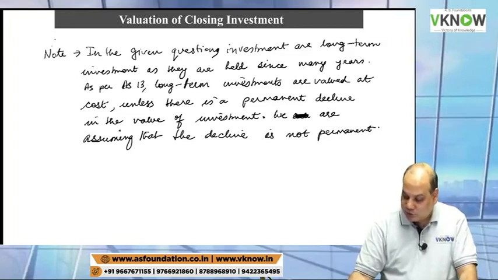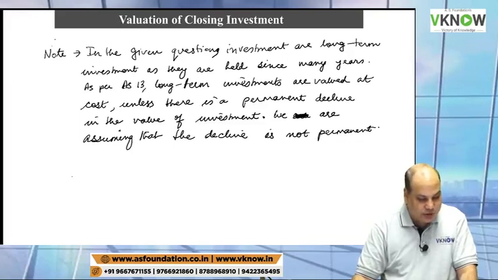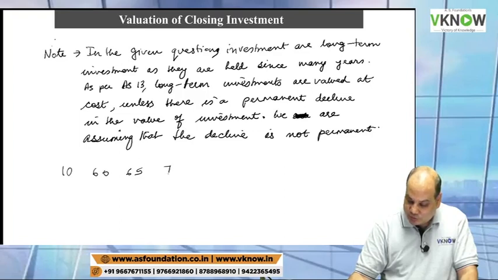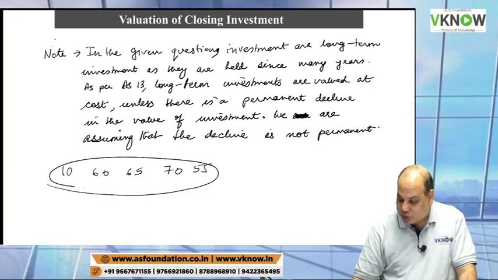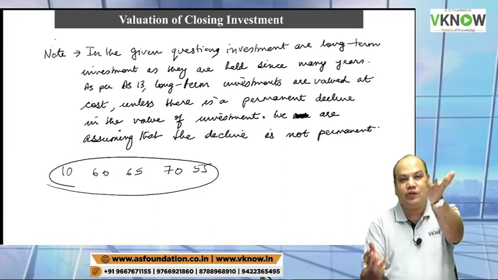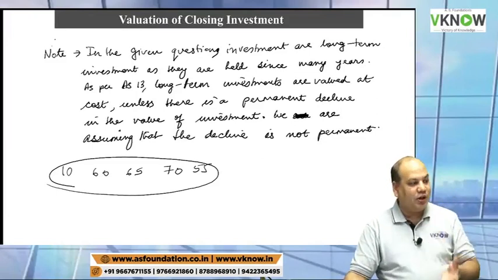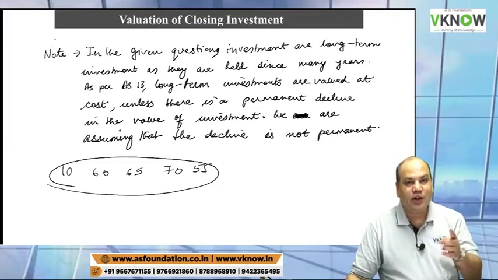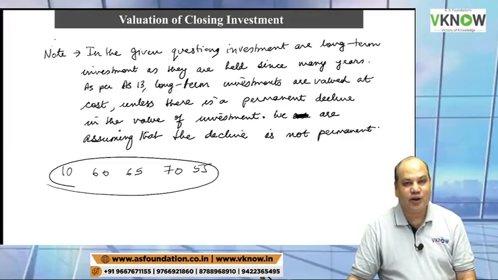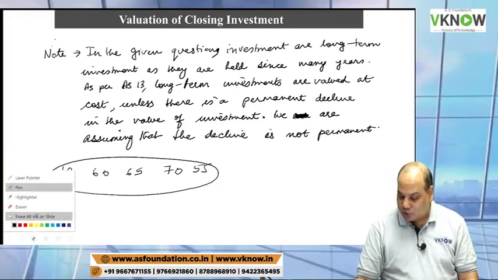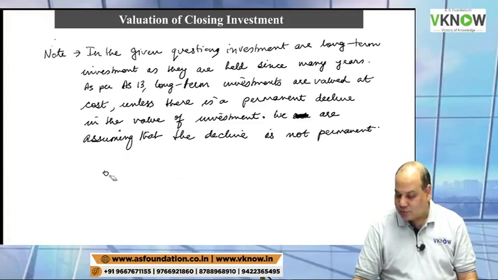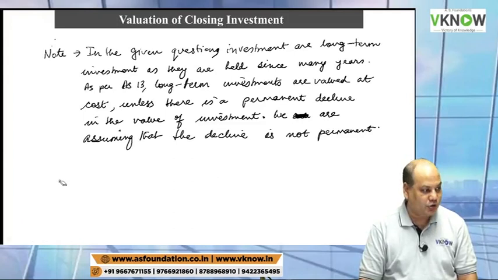Why we are assuming decline is not permanent? Because in this question, the share prices are just fluctuating. Share price was 10 rupees, then it became 60, then 65, 70, and then at the end 55. Sometimes it is rising, sometimes falling, so it is a temporary movement, just a fluctuation. Fluctuations for long-term investments are ignored and they are to be measured at cost.